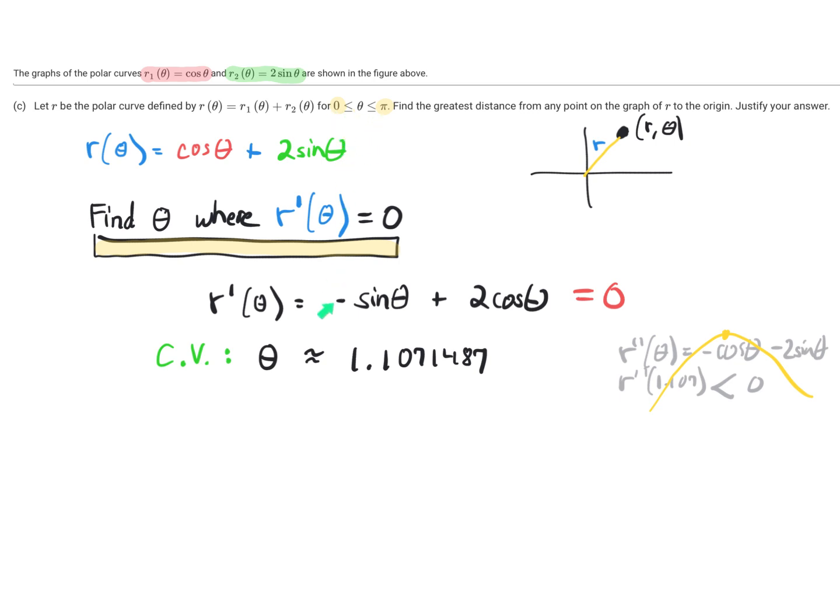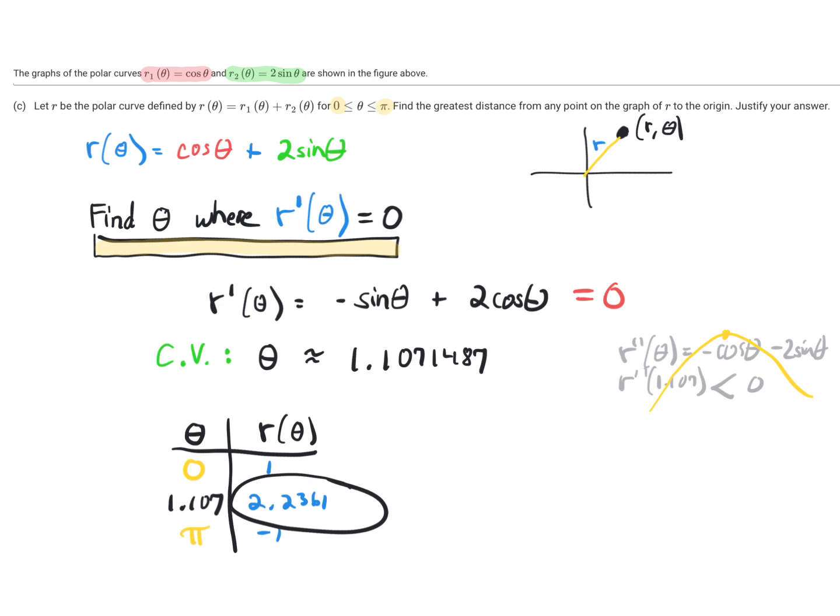Let's do that with the table. When you substitute these values in, remember to substitute them not into the derivative formula, but into the r formula. And we get distances from the origin of 1, 2.2361, and negative 1. Therefore, we've got our answer. The greatest distance from any point of the graph of r to the origin is 2.2361. That's how you do Part C.